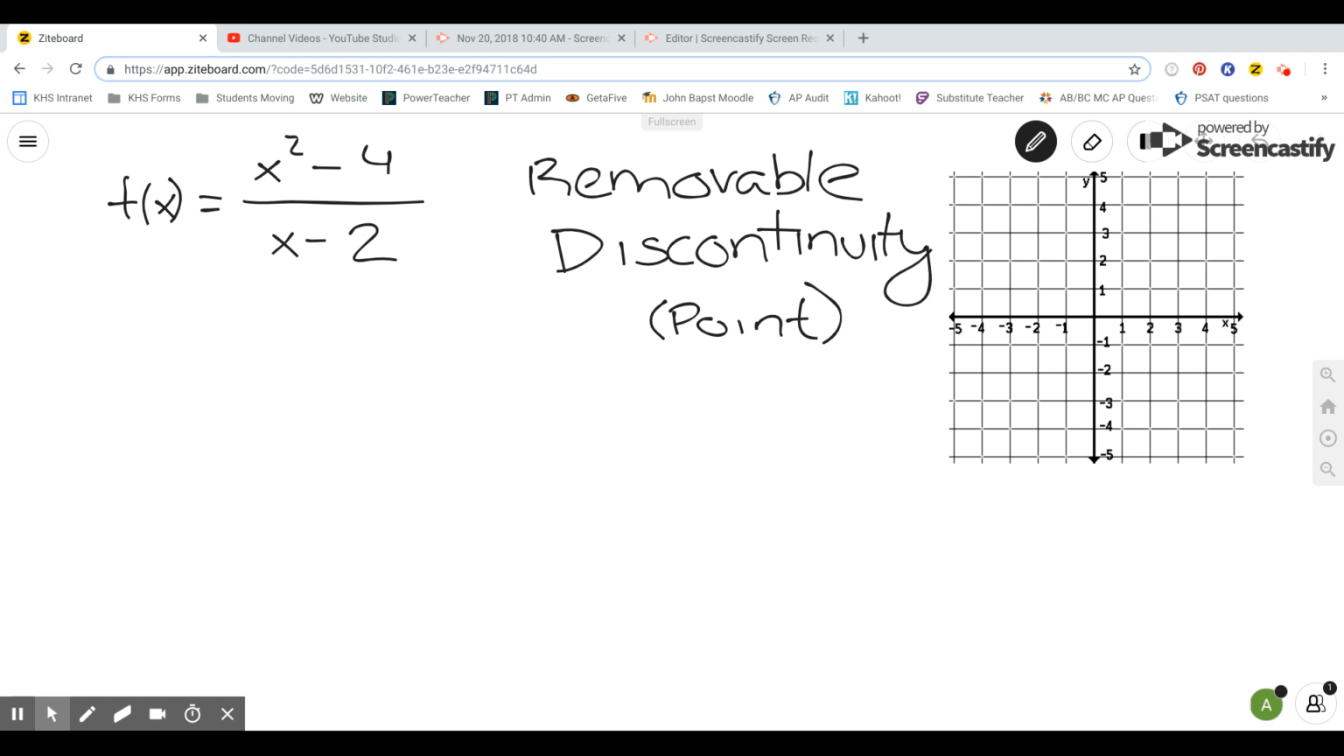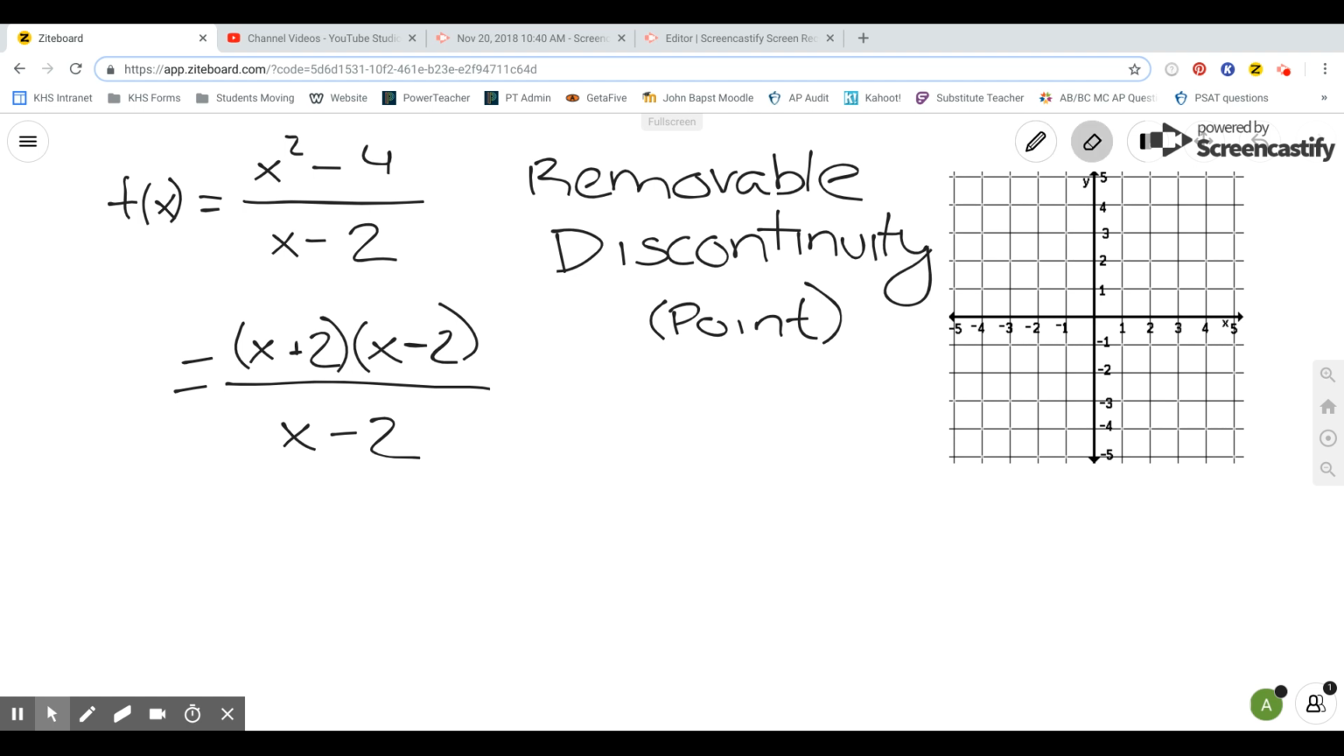So let's take a look at this. Remember that we should always factor first. So if we factor the numerator, we get x plus 2, x minus 2, all over x minus 2. And this is where the removable discontinuity comes in, because notice that x minus 2 cancels with x minus 2 in the denominator, which just gives me the line x plus 2. Now, we cannot just cancel that x minus 2 factor and say we're good, we're done. That's all there is to it.